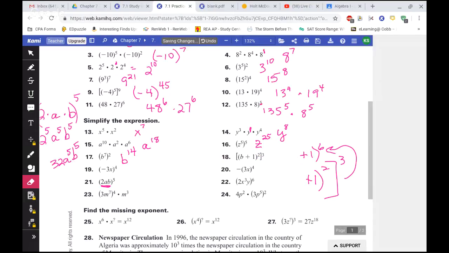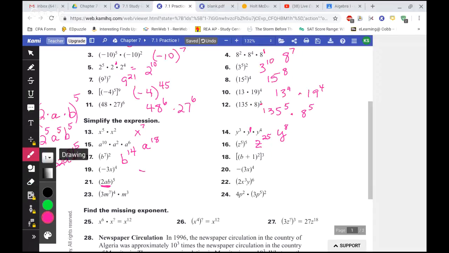Did you get number 18? Okay. Yes, ma'am. Okay, cool. All right, so number 19, that's really inside the parentheses.